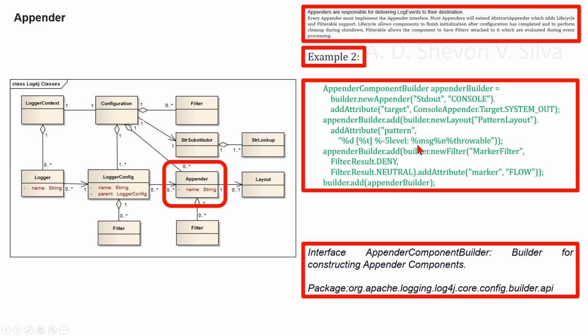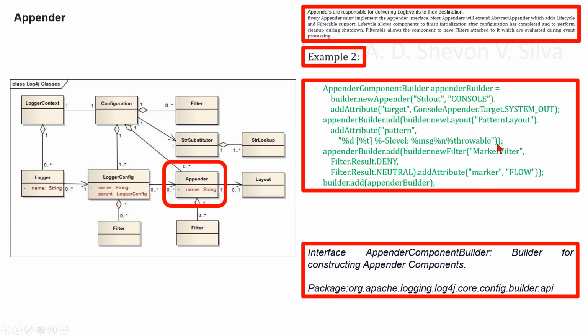Here is the layout component builder as a parameter. In the configuration builder, the method newLayout returns a builder for creating a layout. The string plugin here. Here the add attributes method adds the boolean attributes. This is the key and again the value here, the pattern. And this returns the layout.